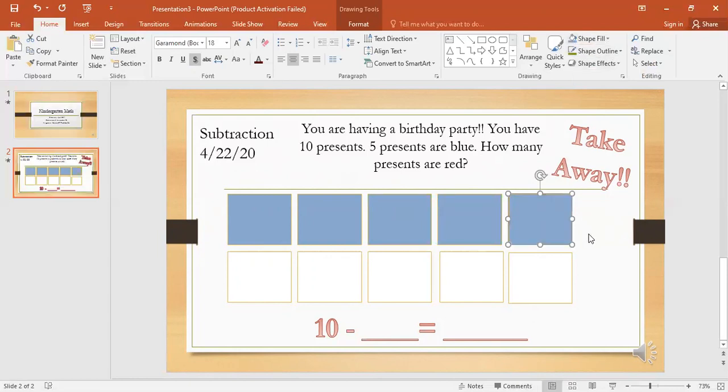What I would like you to do is I would like you just to shade in. If you don't have other colored pencils right now, that's okay. Just shade in your first 5 boxes to show that they were blue. Go ahead right now, shade in 5 boxes to show that 5 presents are blue. Okay, great job, guys. So let's go ahead and count together our 5 blue presents. 1, 2, 3, 4, 5.